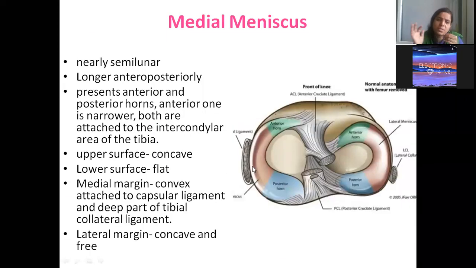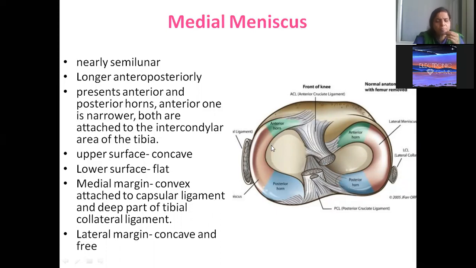Now let us describe each meniscus. Which is the medial meniscus here? This one, which is almost nearly semilunar. It is longer anteroposteriorly. It has two ends or horns: this is the anterior end or anterior horn, and the posterior end or posterior horn. And we know it is attached to the intercondylar area.